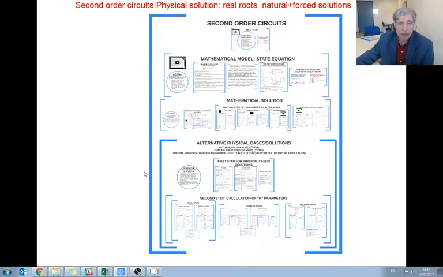This alternative includes the natural solution and the forced solution. So we said the first step, we are going to find the natural and forced solutions, parametric ones. All these have got k parameters to be calculated. So in this second step, we will be calculating the k parameters that we found in the first step.